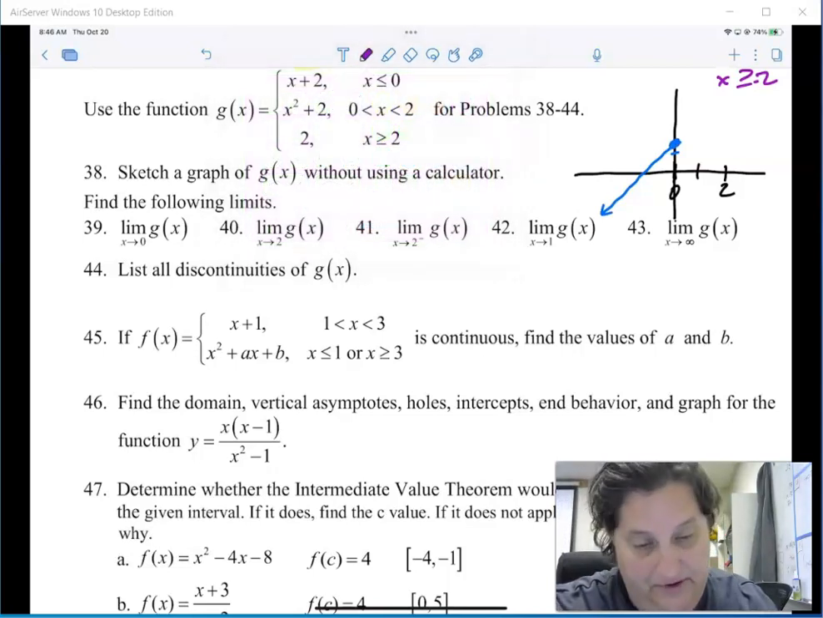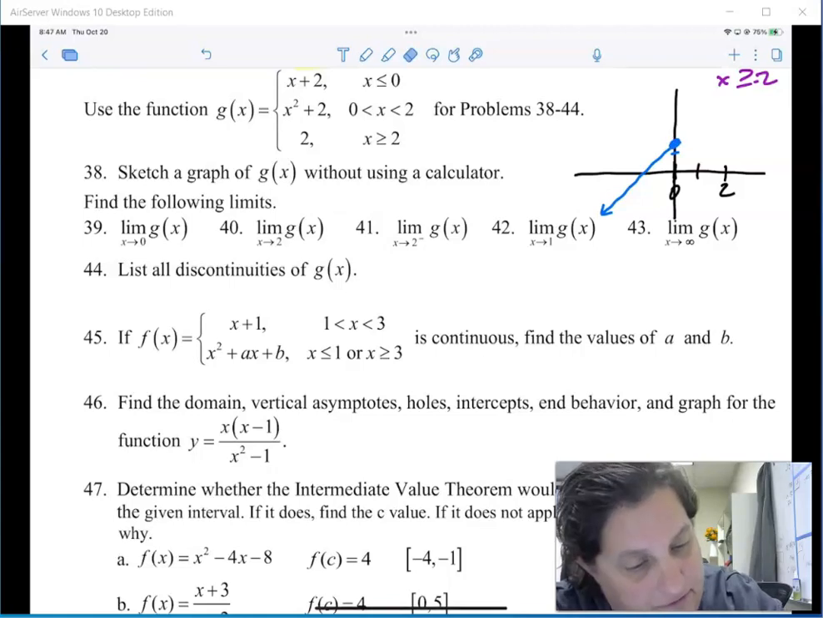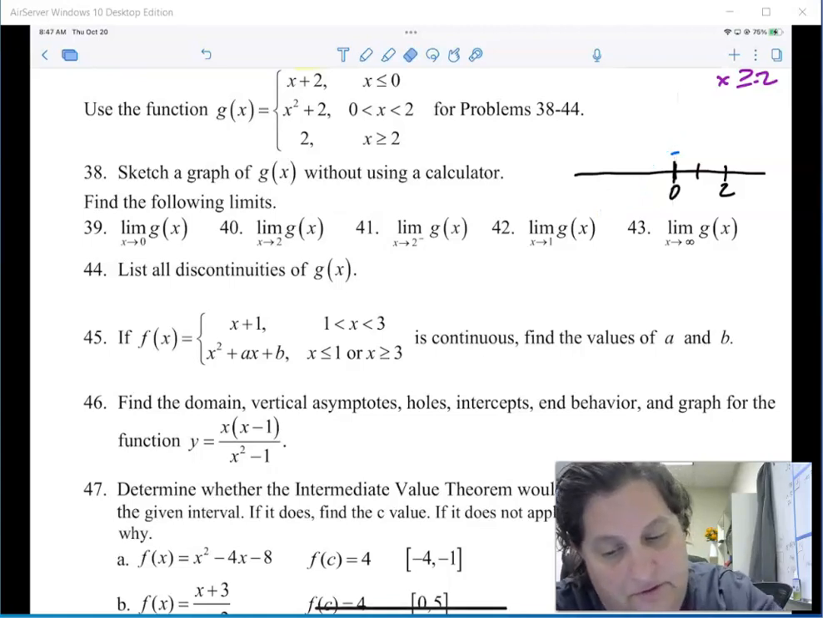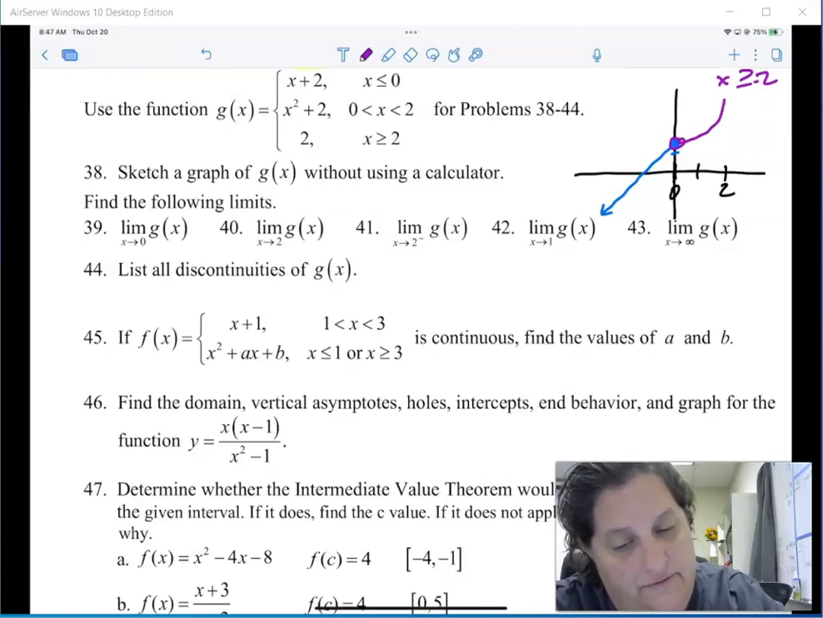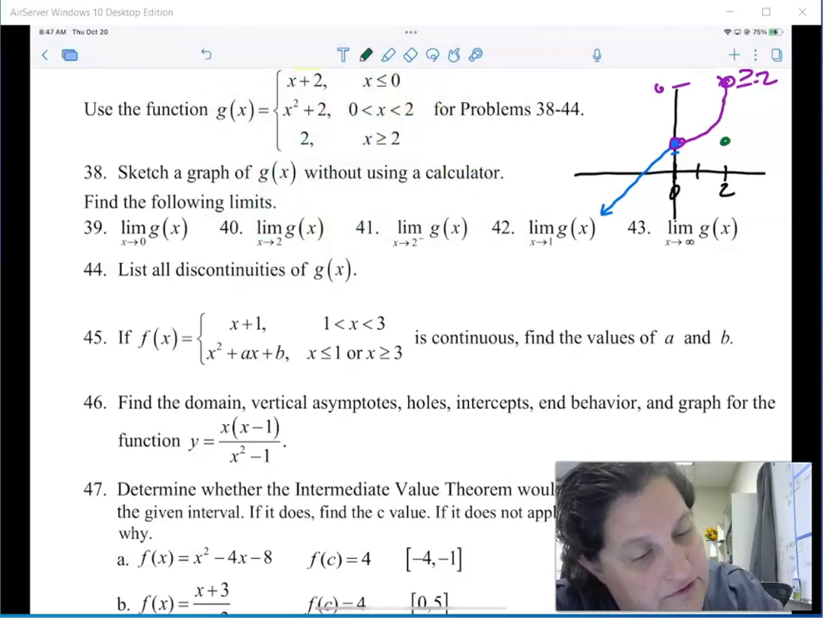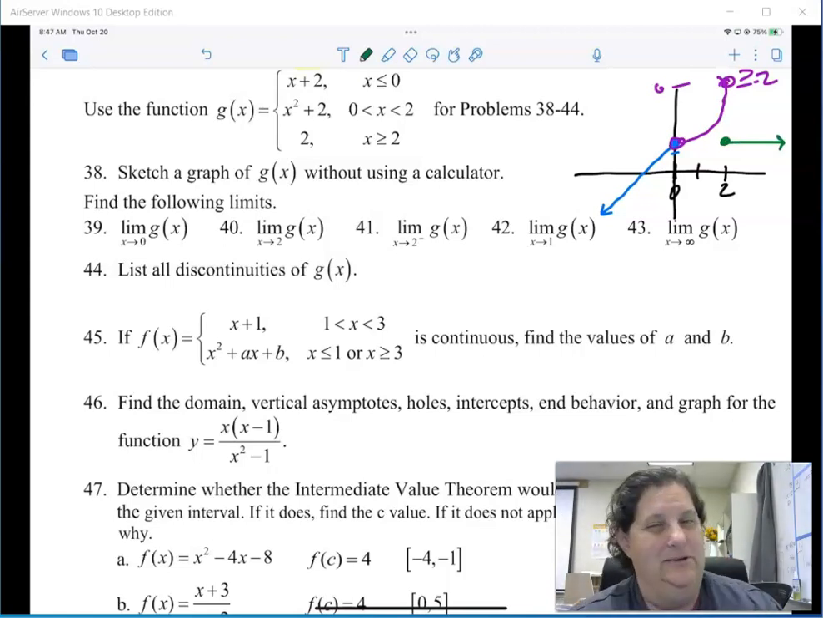Like I said, you don't have to worry too much about this. X squared plus 2, that's a parabola that goes like that. But we're only doing that parabola between 0 and 2. Basically like that part of the parabola. That's an open circle, and at 2 goes up to 6. And that's an open circle, okay? And then the last part is just the line 2, which means it's a closed circle here, and it just goes that way. So it kind of shows you the jumps and stuff. Again, don't worry too much about that.